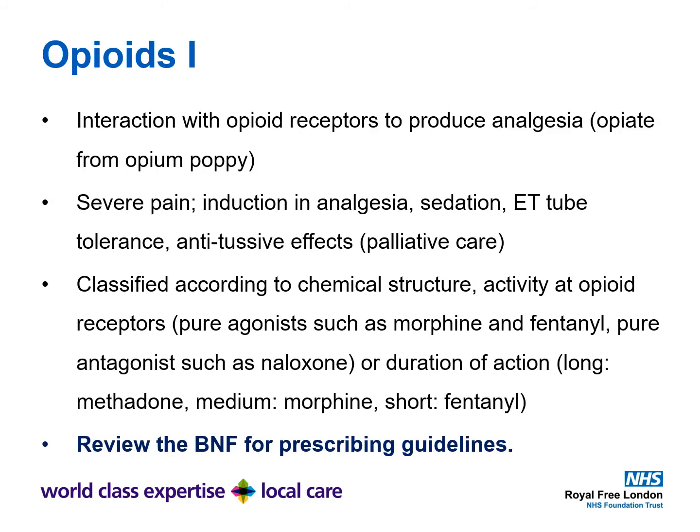Let's talk about opioids now. So basically opioids interact with opioid receptors to produce analgesia, and to keep it simple, their production is from the opiate from the opium poppy. The indications for opioids are severe pain, induction of analgesia, so for example you might use propofol and fentanyl, sedation, ET tube tolerance, so patients may have an infusion of remifentanil running whilst they have their ET tube in, and the aim of this is to keep them awake but to keep them what we describe as tube tolerant.